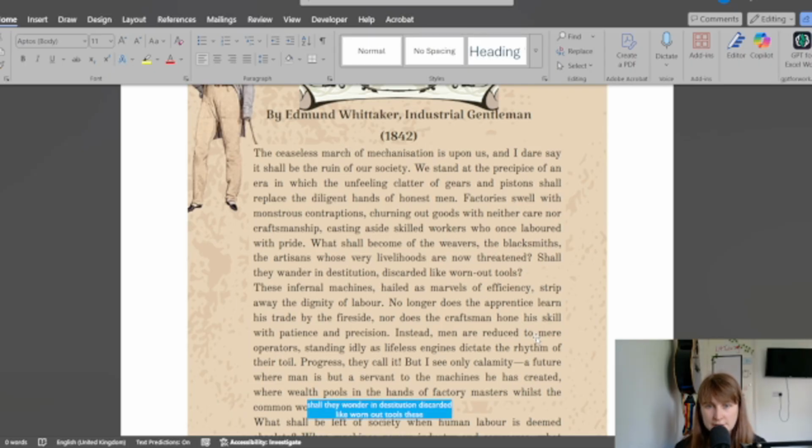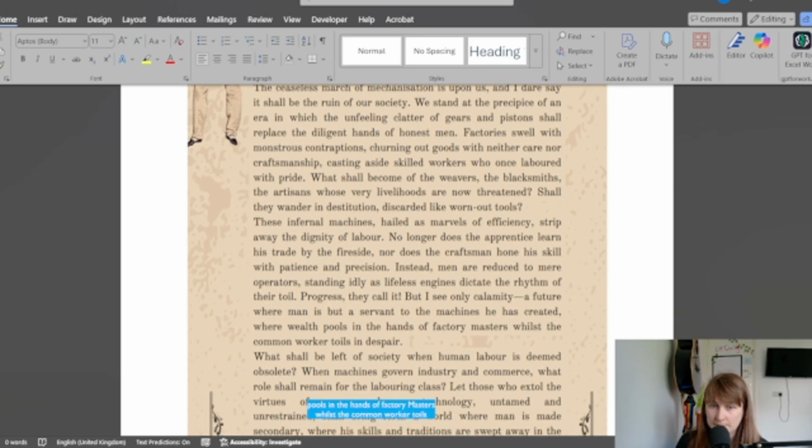These infernal machines, hailed as marvels of efficiency, strip away the dignity of labour. No longer does the apprentice learn his trade by the fireside, nor does the craftsman hone his skill with patience and precision. Instead, men are reduced to mere operators, standing idly as lifeless engines dictate the rhythm of their toil. Progress, they call it, but I see only calamity, a future where man is but a servant to the machines he has created, where wealth pools in the hands of factory masters, whilst the common worker toils in despair.